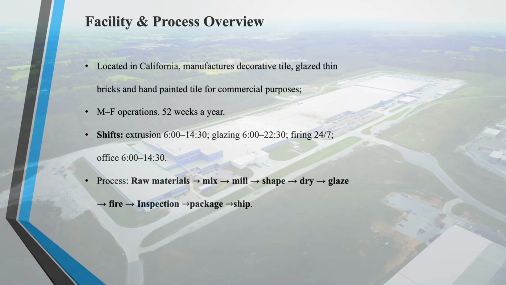This slide shows the decorative tile process, which starts with mix, then mill, shape, dry, glaze, fire, and then package. The extrusion shift runs from about 6 a.m. to 2:30 p.m. The glazing runs longer, from 6 a.m. to about 10:30 p.m., and firing in the kiln is continuous, running 24/7. This schedule explains what we see in the interval data, which is a strong daytime ramp as production comes online, and a high, steady base load driven by the kilns.